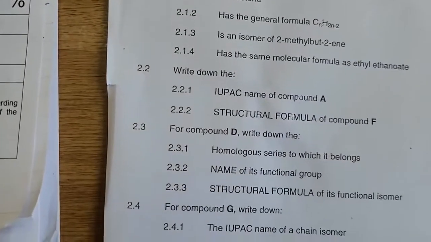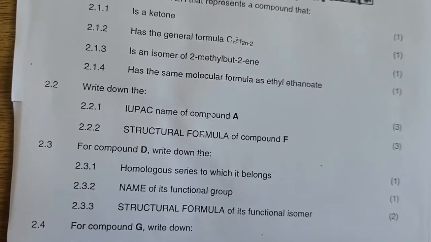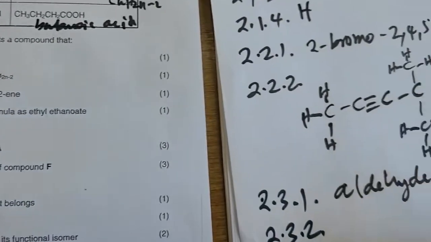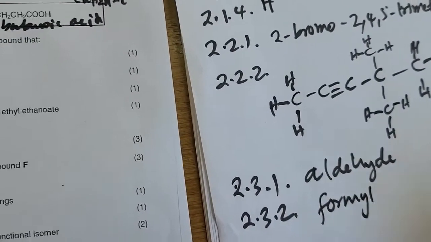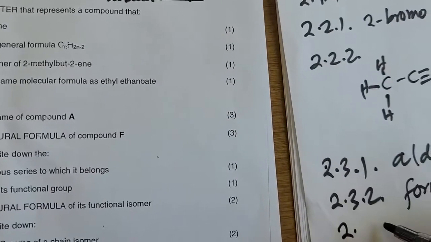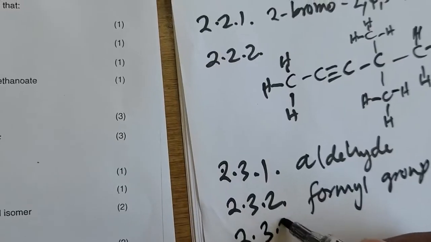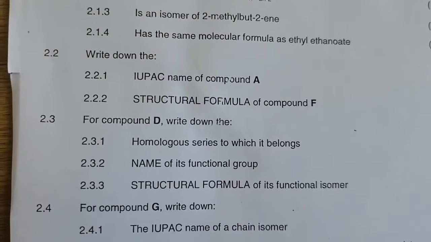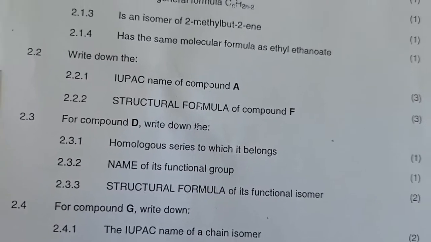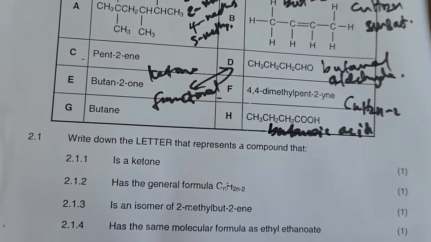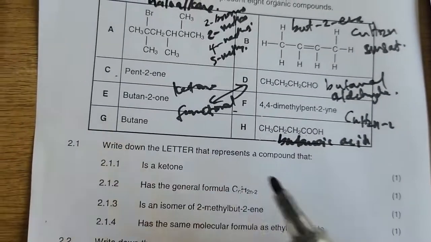2.3.2. Write down the name of its functional group. We know the aldehydes, it's a carbonyl group. Fine. Carbonyl group is fine. 2.3.3. Now they say to us, write down the structural formula of its functional isomer. Remember, we said D is an aldehyde. Its functional isomer will be a ketone, which is E.